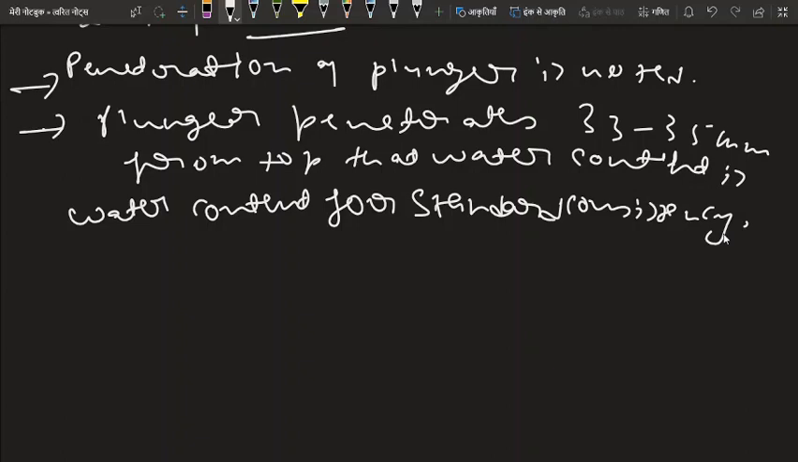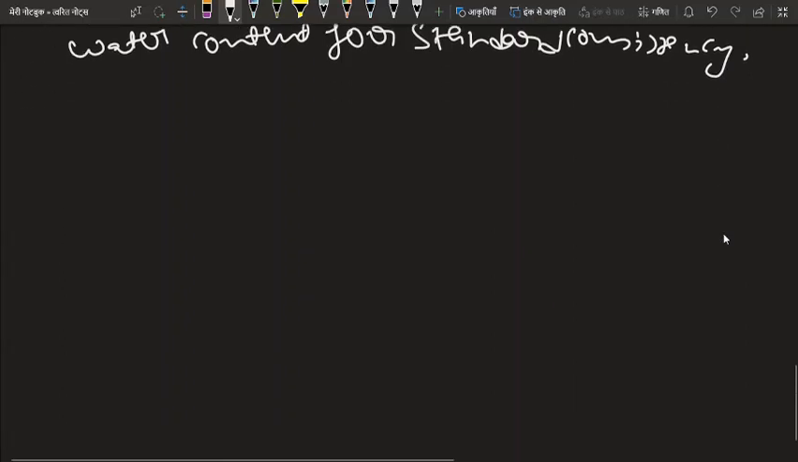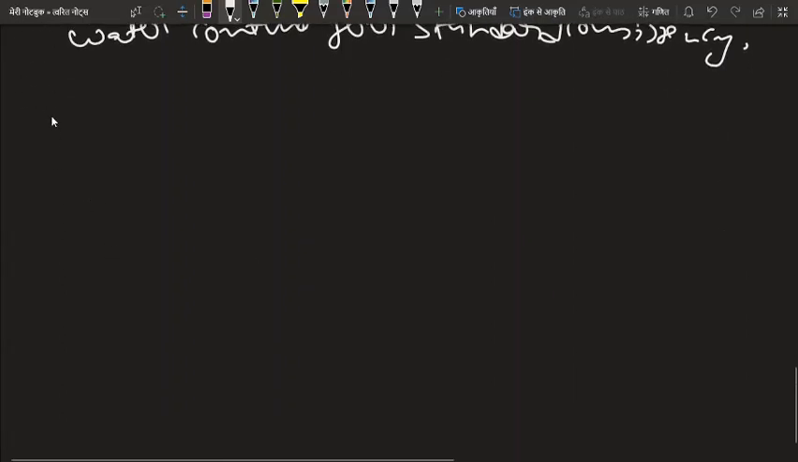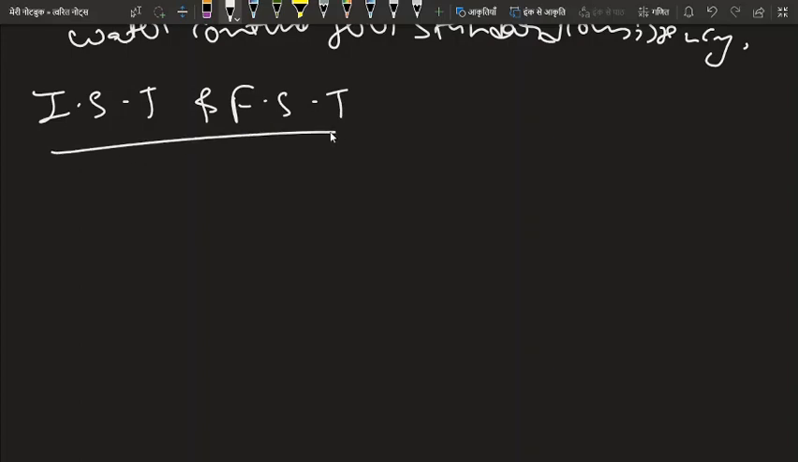Now we'll discuss the initial setting time test and the final setting time test. When water is added to the cement, it is converted into plastic form, and for some span of time the cement remains plastic. After some time, cement starts losing its plasticity.